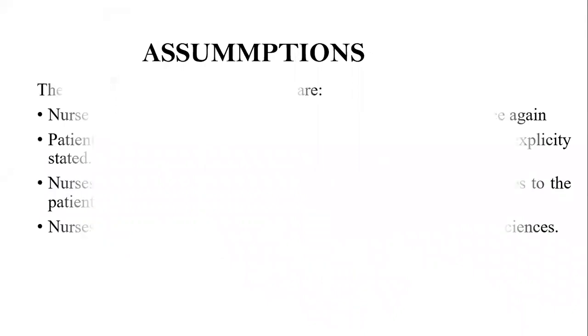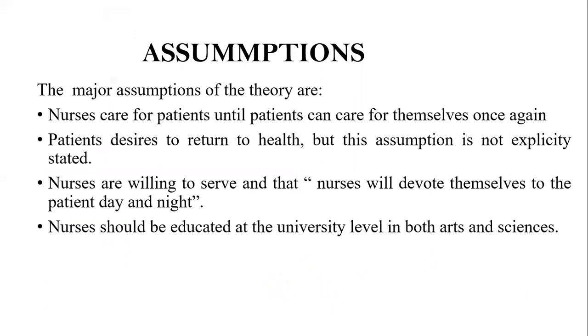According to her theory, she gave four assumptions. So let's see what those four assumptions are. First is what? The nurses care for the patients until the patient can care for themselves once again. The nurse is going to deliver the care until and unless the patient is able to do it by themselves.